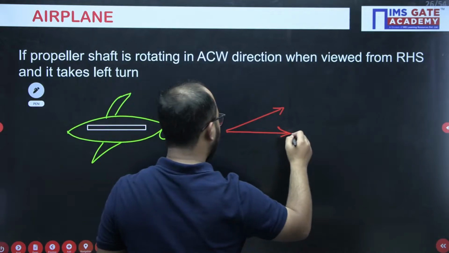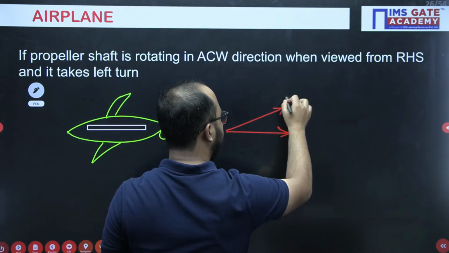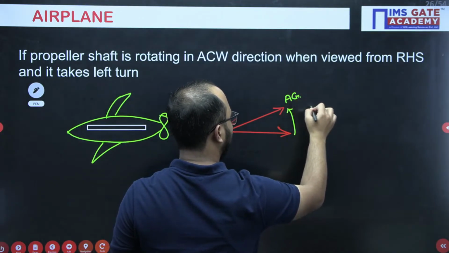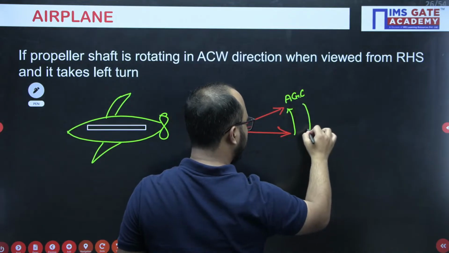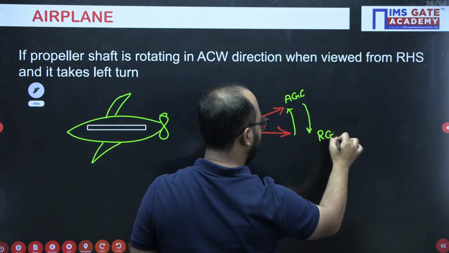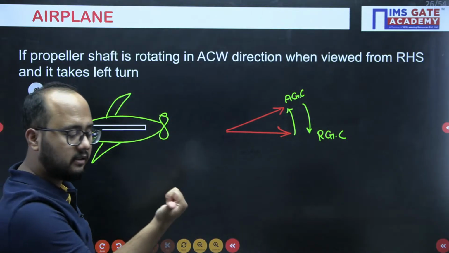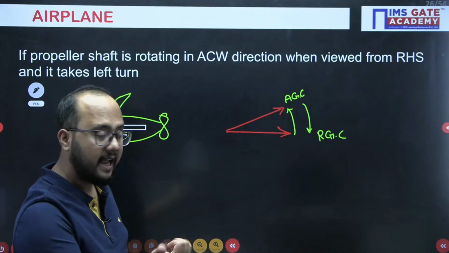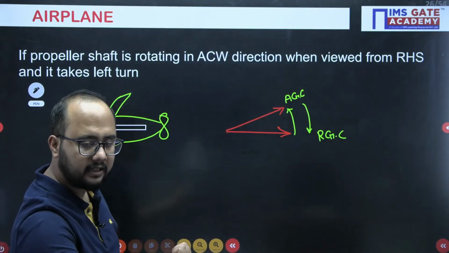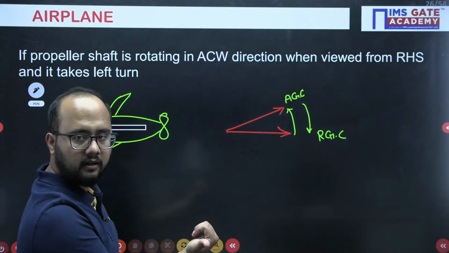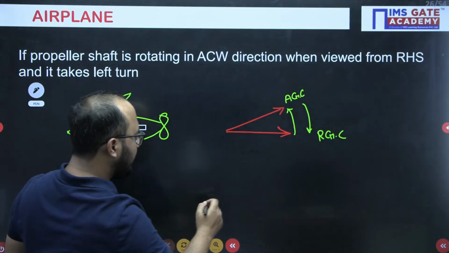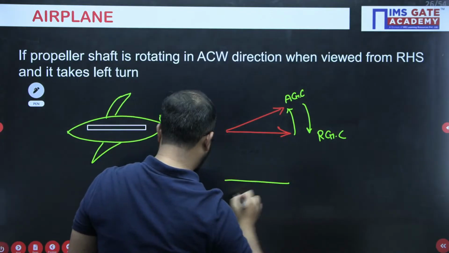So what is involved here? AGC. And opposite to that, we will be having RGC, reactive gyroscopic couple. Now, if I see the RGC, the thumb will be in the direction of the arrow. As it is happening in a horizontal plane, the thumb will be like this. Fingers will be curled like this, in anti-clockwise sense. So what will happen to your propeller shaft?